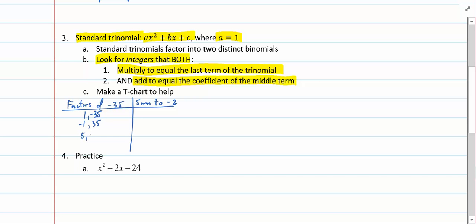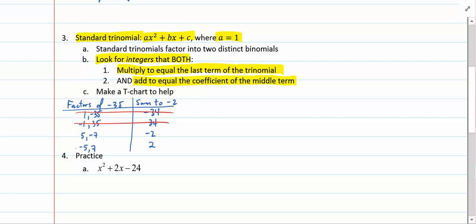We could have a positive 5 and a negative 7, or also a negative 5 and a positive 7. Those are the only factor pairs of the number negative 35. Next, we must find pairs that sum to equal negative 2. Well, the sum of 1 and negative 35 is negative 34, and the sum of negative 1 and positive 35 is positive 34. The sum of 5 and negative 7 is negative 2, and the sum of negative 5 and positive 7 is a positive 2.